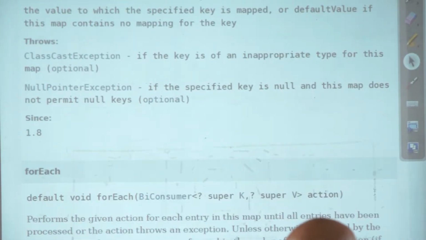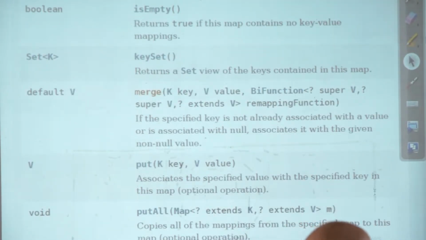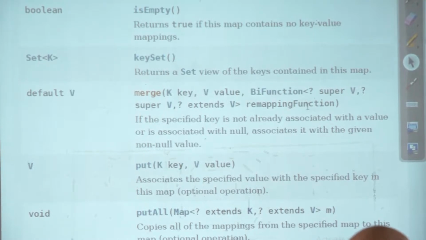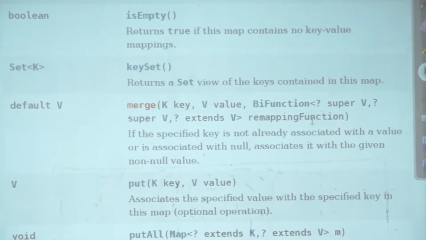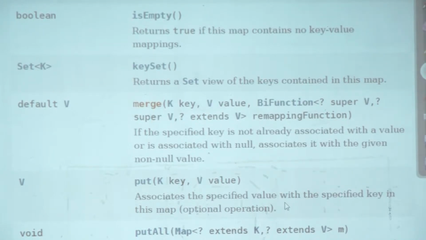Okay, so going back. Now there is that remapping function. Can you see that parameter, remapping function? That is a method which gets called, it's a lambda function, which gets called with two values, and says how should I resolve the conflict. It will be passed both the values.